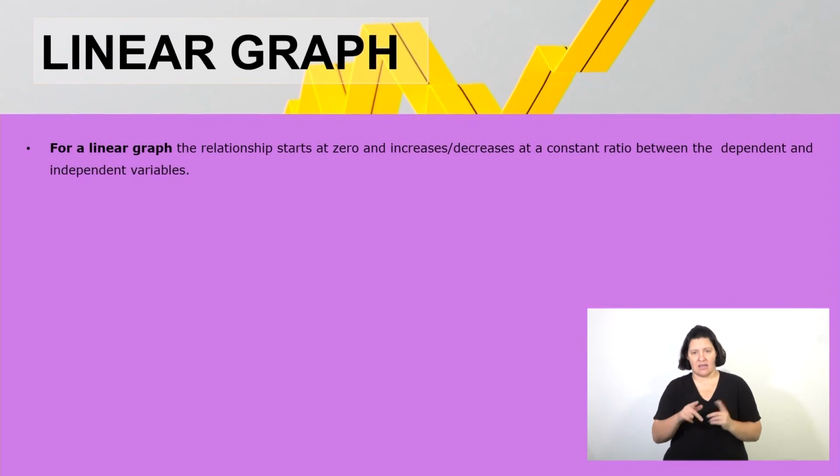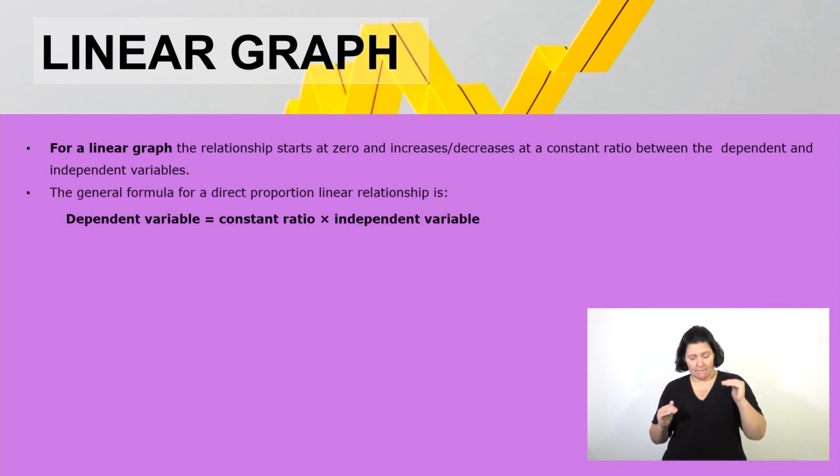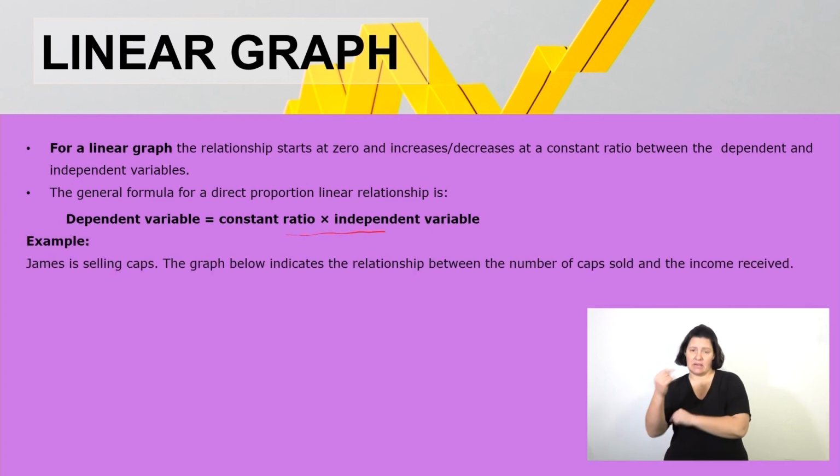Okay, let's move on to our next section, which will be the linear graph. For a linear graph, the relationship starts at 0 and increases or decreases at a constant ratio between the dependent and the independent variable. The general formula for a direct proportion linear relationship is: dependent variable equals constant ratio multiplied by the independent variable.